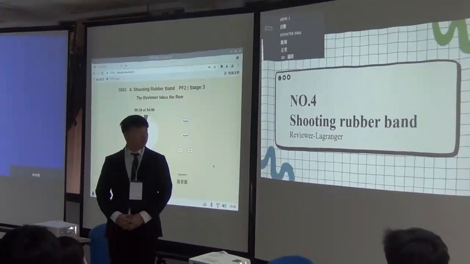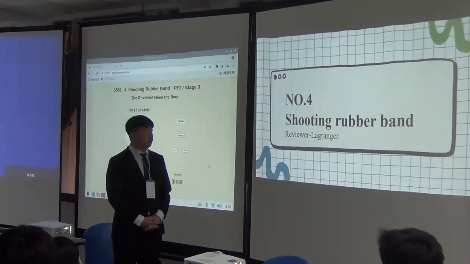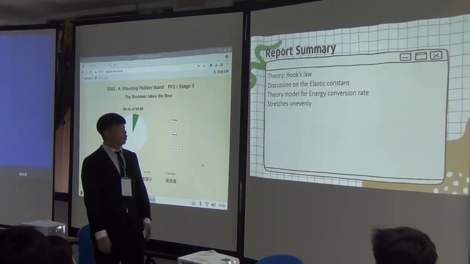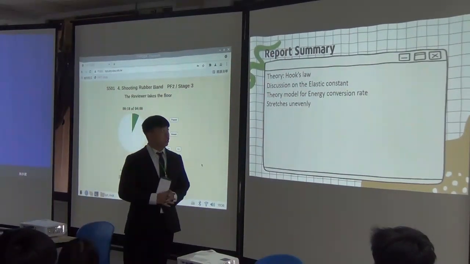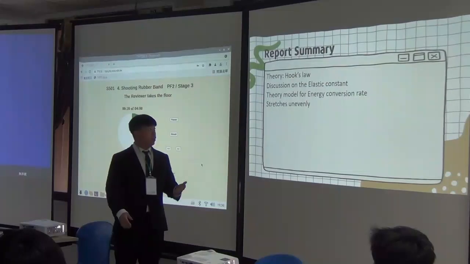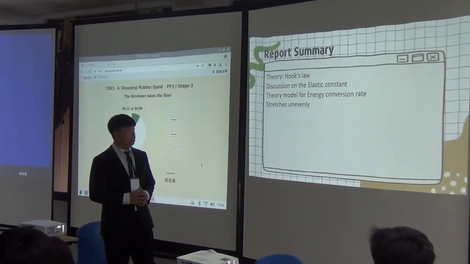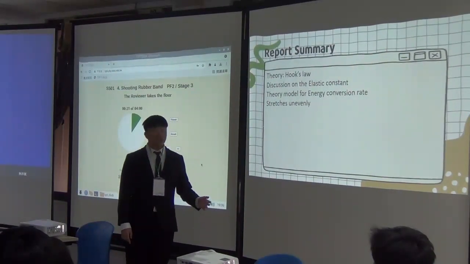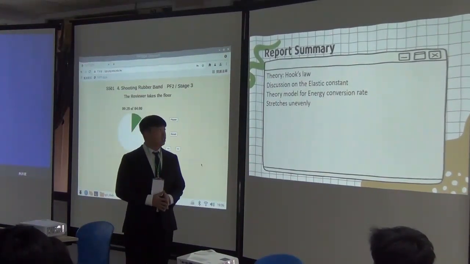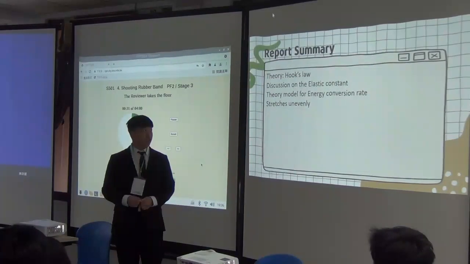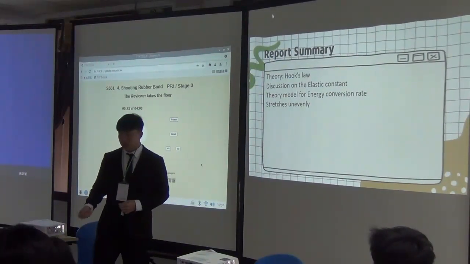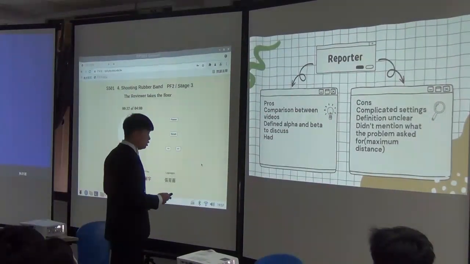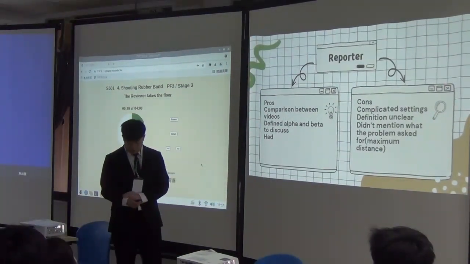Okay, so I'm the reviewer for problem number 4. And this is the summary of their report. They applied Hooke's law as their theory, and they also had a discussion on the elastic constant. They also discussed the energy conversion rate, and then they did experiments where they stretch the rubber band unevenly. Okay, so this is the reporter.